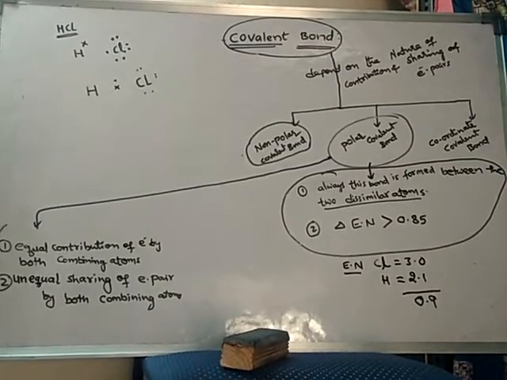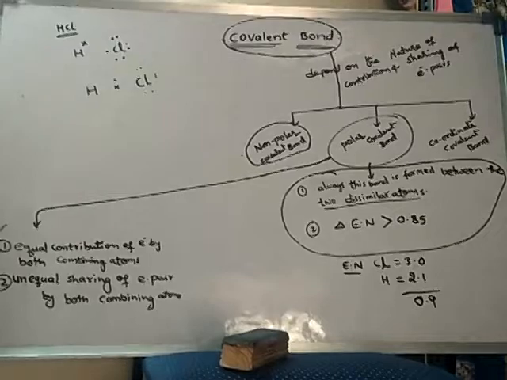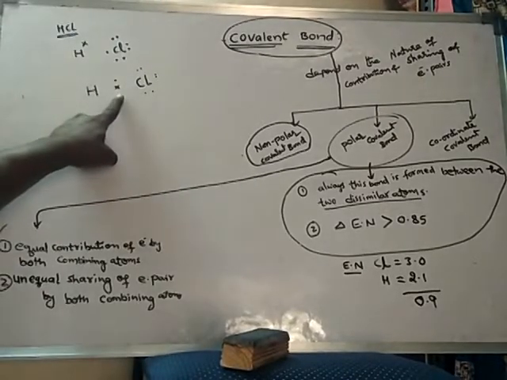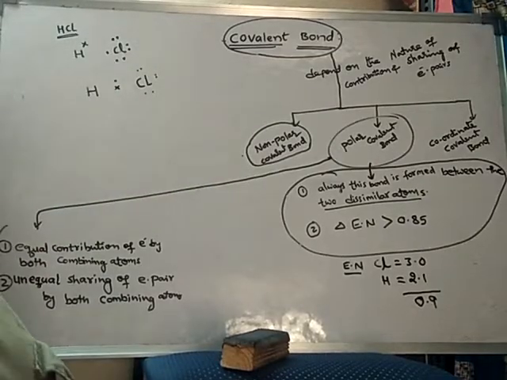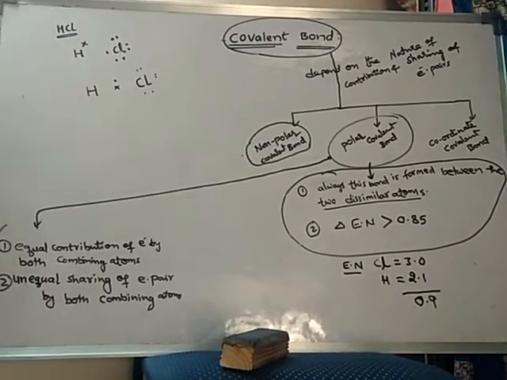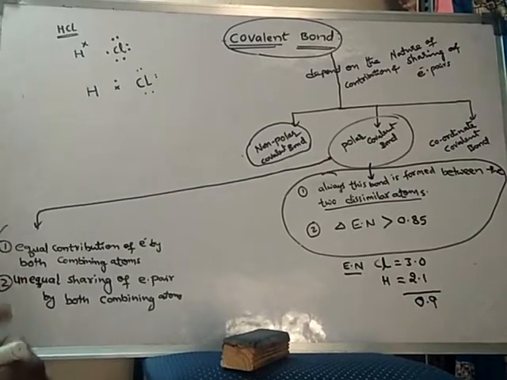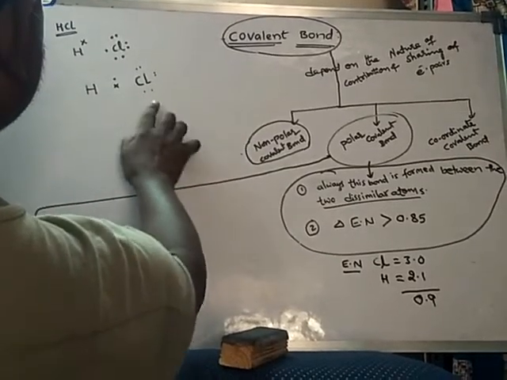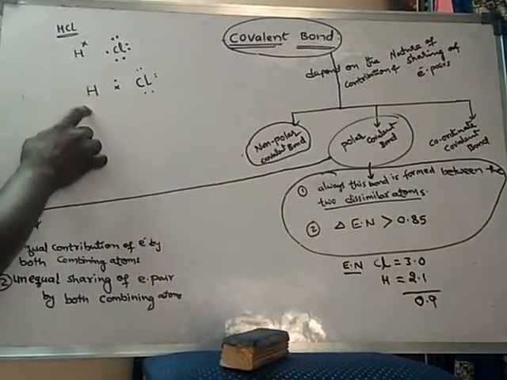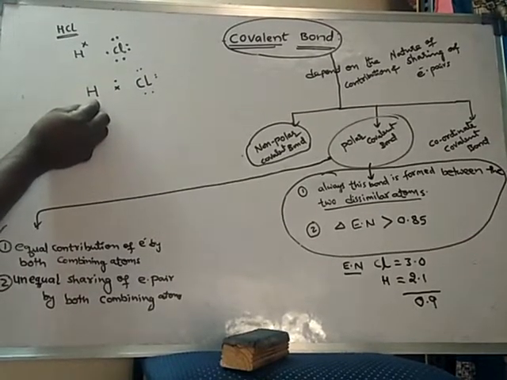So polar covalent bond means what should happen? Equal contribution of electrons should happen, and also unequal sharing of electron pairs should happen. That means this electron pair should not be shared equally by both the atoms. It should be shared unequally. How? This atom has more electronegativity, so it will try to pull these electrons with more force. This is the less electronegative atom, so it cannot pull these electrons with much force.